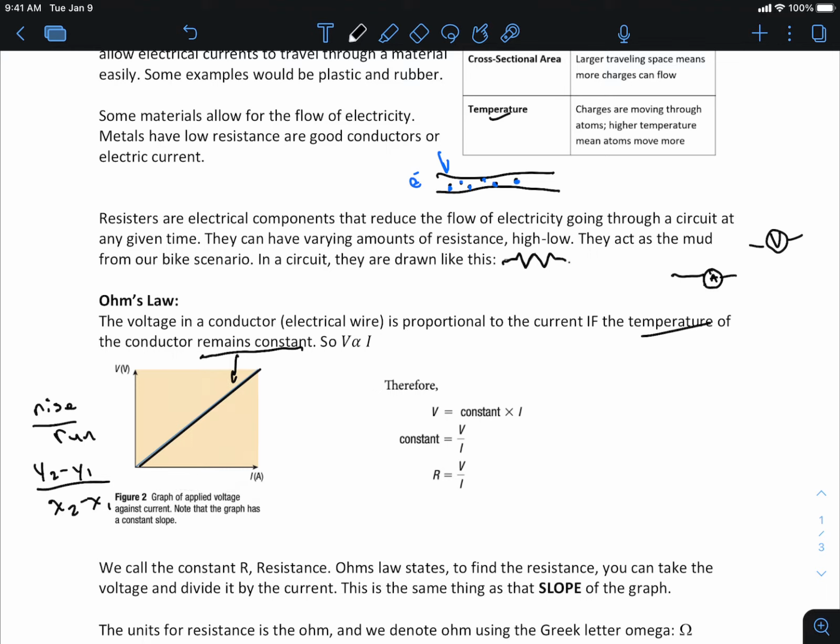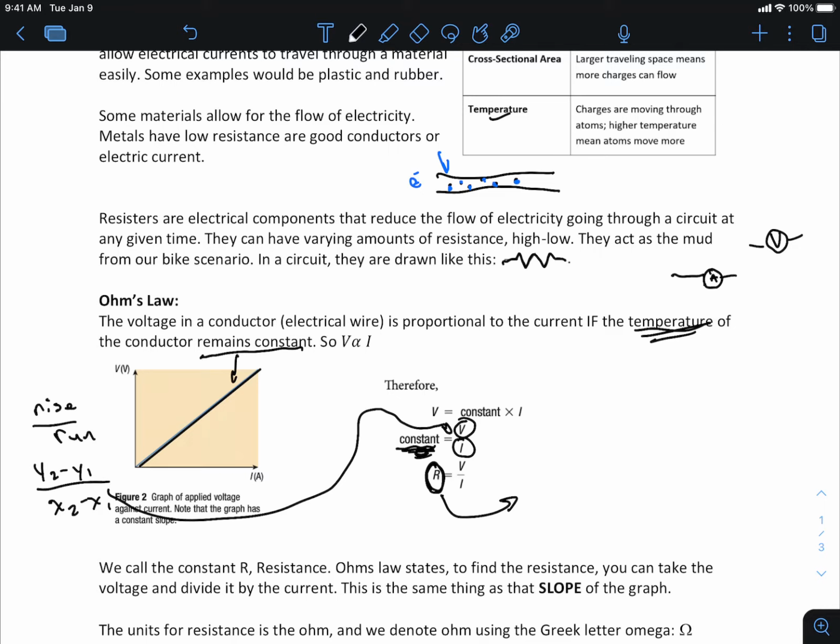Actually, I didn't want to go there. I want to go right here. We take the voltage and we divide by the amount of current. We get this constant value as long as the temperature stays the same. That constant value is the amount of resistance that we're experiencing. And all of a sudden, we've created this equation for resistance.